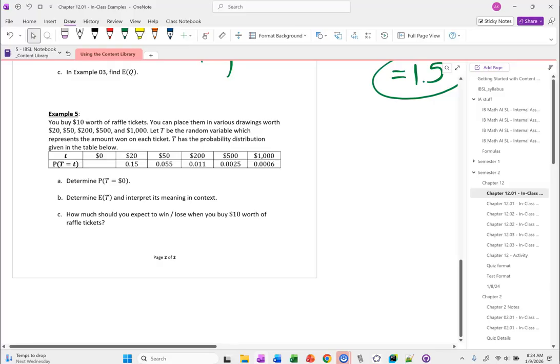All right. You buy $10 worth of raffle tickets. You can place them in various drawings worth $20, $50, $200, $500, and $1,000. Let T be the random variable which represents the amount won on each ticket. This should really be like, you buy a $10 raffle ticket. It's really what we mean here. T has the probability distribution given in the table below. Determine the probability that T is equal to $0.